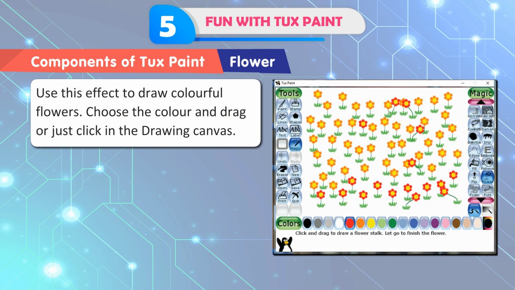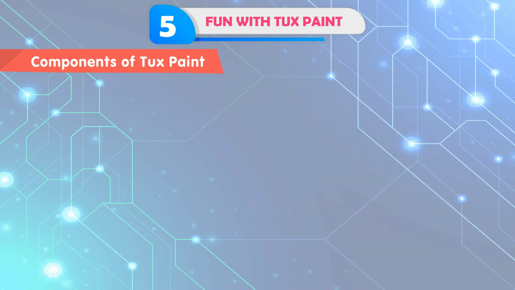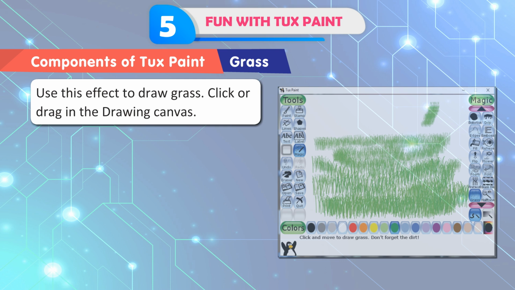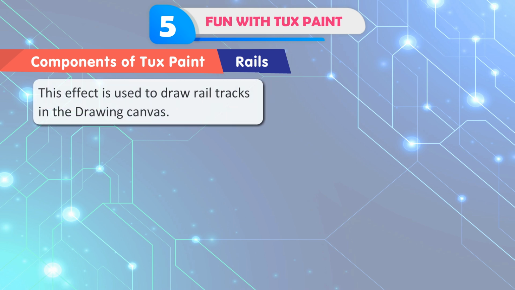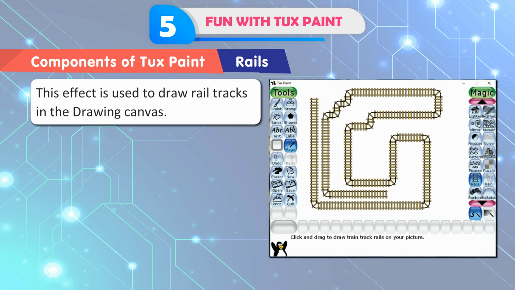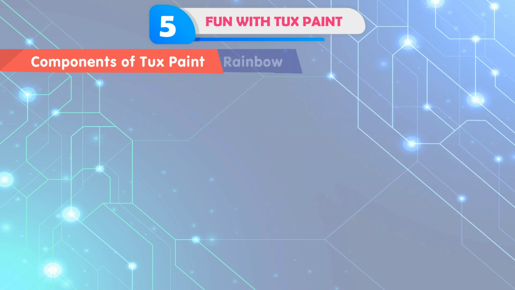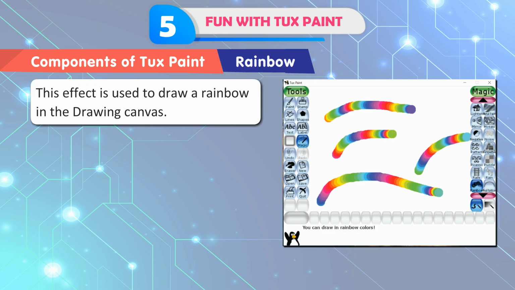Flower. Use this effect to draw colorful flowers. Choose the color and drag or just click in the drawing canvas. Grass. Use this effect to draw grass. Click or drag in the drawing canvas. Rails. This effect is used to draw rail tracks in the drawing canvas. Rainbow. This effect is used to draw a rainbow in the drawing canvas.